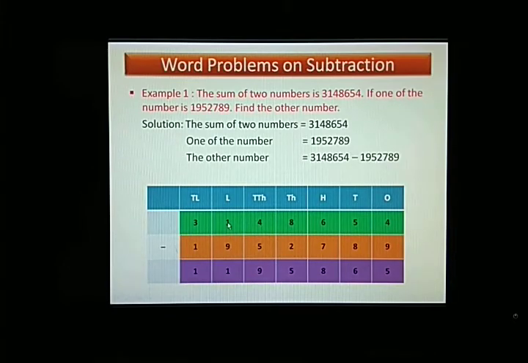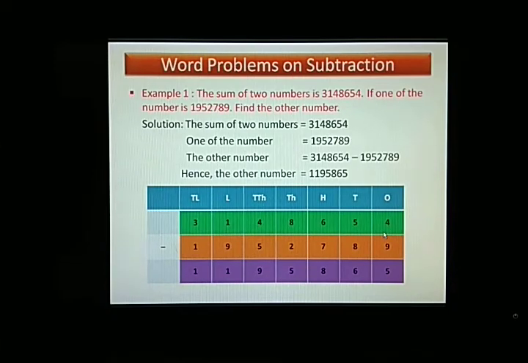So it will be 10. 10 minus 9, 1. And we are left here with 2, because we have already given 1. So it will be 2 now. 2 minus 1, it will be 1. Clear? So the answer will be, the other number is 1195865. This is our required number.